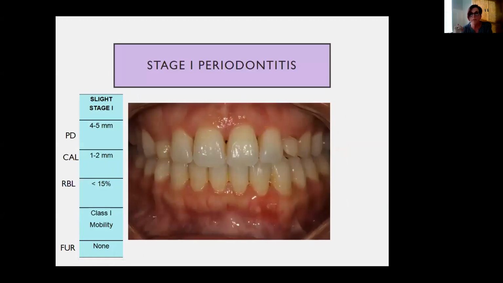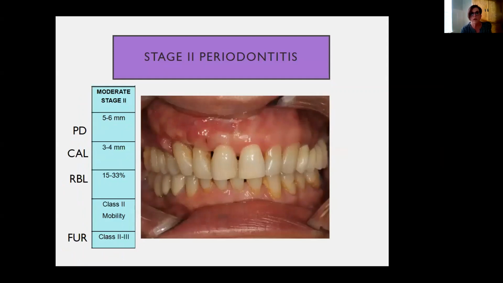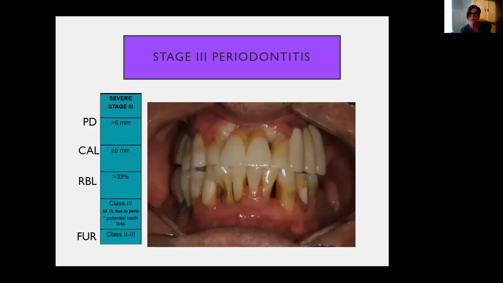Okay, so stage 1 periodontitis. Again, probing depths 4 to 5. We're starting to see clinical attachment loss. So on that first stage, it's 1 to 2 millimeters of clinical attachment loss. All right, stage 2, we've gone to 3 to 4. So we go 1 to 2 in the first stage, 3 to 4 in the second stage, and then you'll see what happens with the next one. And of course, the bone level is getting up. It was under 15 in stage 1, 15 to 33 in stage 2.